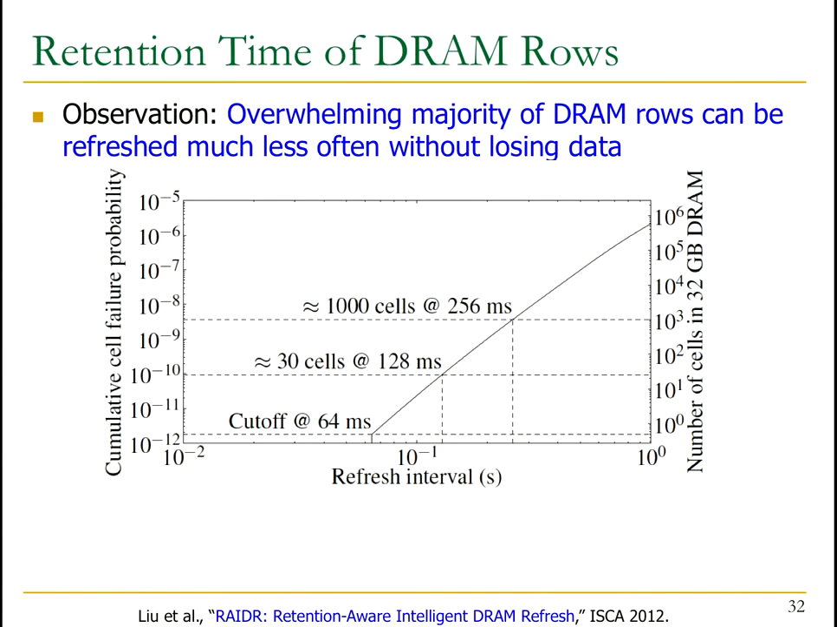So let me repeat the observation because I'm going to give you a very simple solution. You don't need to understand a lot of the details of it. Basically, we saw that an overwhelming majority of DRAM rows can be refreshed much less often without losing data. And this is from real numbers from Samsung. You have this refresh interval. The axis is not that great, but this is 64 milliseconds. This is the number of cells in 32 gigabyte DRAM that are failing if you move the refresh interval to 128 milliseconds, about 30 cells. If you move the refresh interval to 256 milliseconds, you get failures in only about 1,000 cells. Not a whole lot, right?